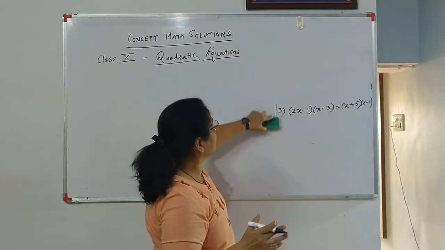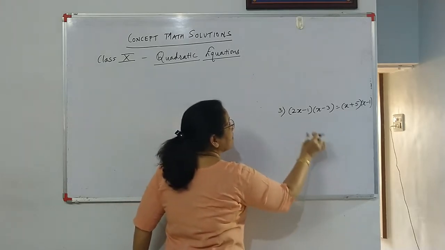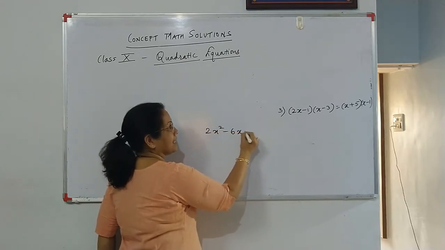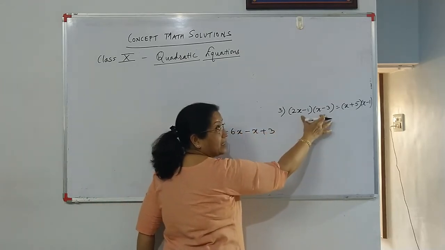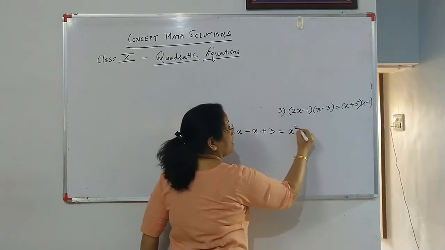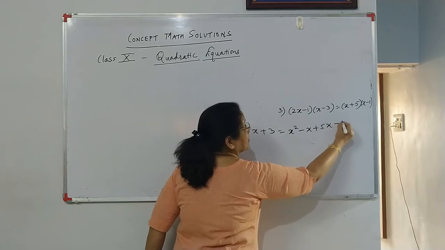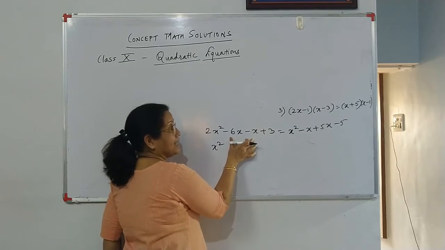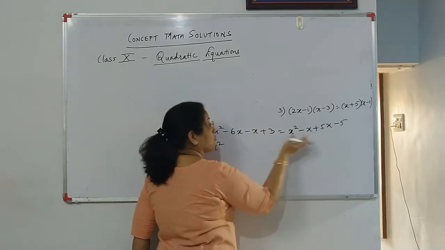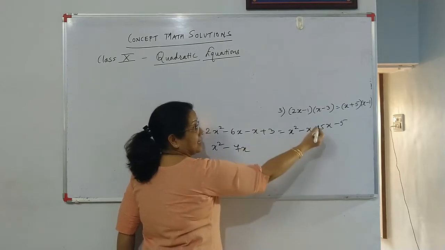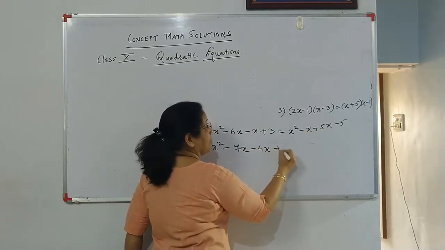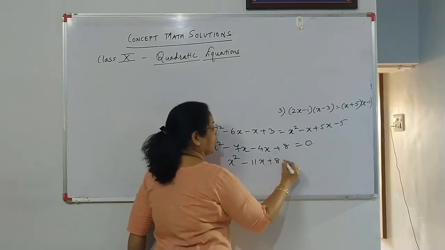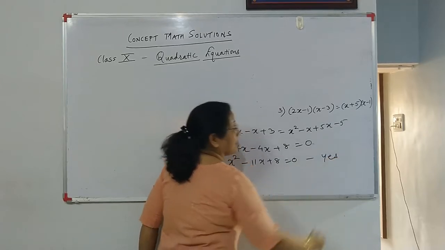If I come to this third question which I have listed here, 2x minus 1 into x minus 3 will be 2x square minus 6x minus x plus 3. I have multiplied these two binomials. Now x square minus x plus 5x minus 5, right? 2x square minus x square gives x square, minus 7x, and this would become minus 4x plus 8 equal to 0, and you find x square minus 11x plus 8 equal to 0. Yes, it's a quadratic equation.